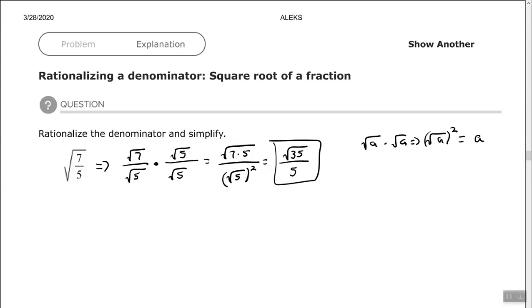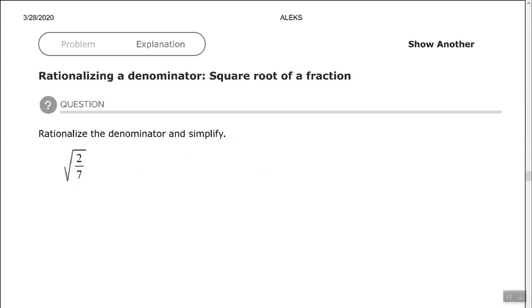Okay, let's look at another one. We have the square root of 2 over 7. The fraction 2 over 7 itself cannot be simplified, so I'm going to separate it into two separate radicals. And then I'm going to rationalize my denominator by multiplying by the square root of 7.